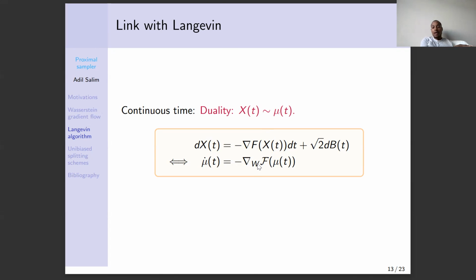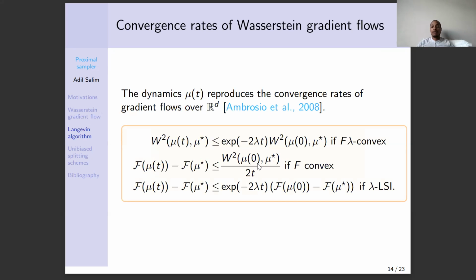So the distribution of the Langevin diffusion constitutes the Wasserstein gradient flow of the KL. That's why the Langevin diffusion will tend to minimize the KL with respect to mu star, the target, and that's why the Langevin equation sends the distribution to the target mu star. This has a precise sense, and it was well studied in the literature of optimal transport. Basically, the behavior of the Wasserstein gradient flow of KL is the same as the behavior of a classical gradient flow over R^d.